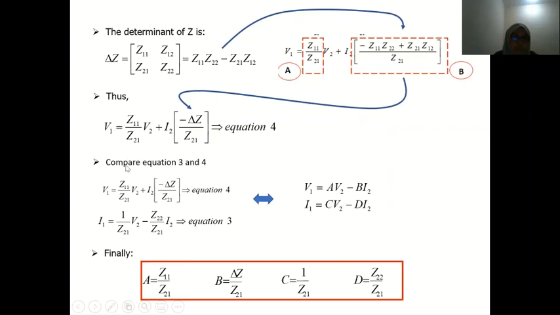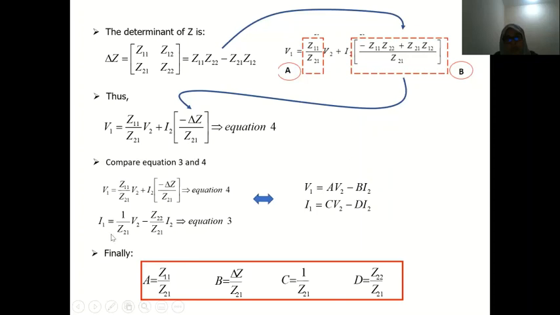Then you compare again. This is the one that you obtained, the T parameter in terms of your Z parameter equation. So here we compare what we arranged just now with your ABCD or T parameters general equation. So this is your V1, so this is your A, V2. This is your A terms, and this one is your B terms.